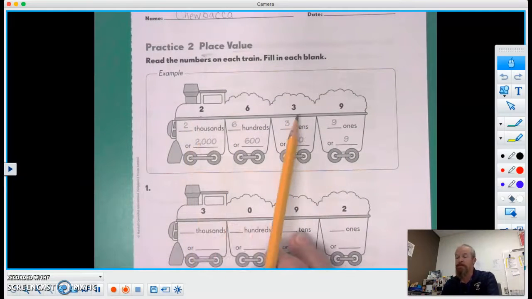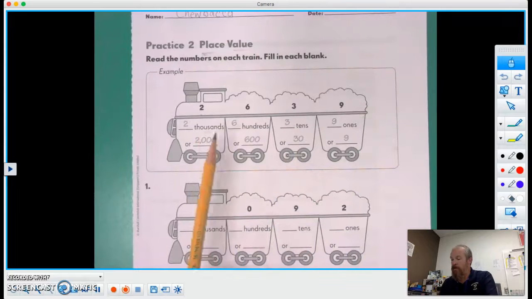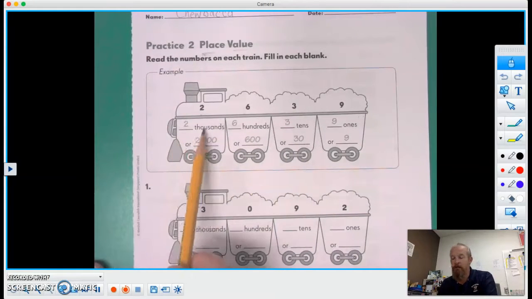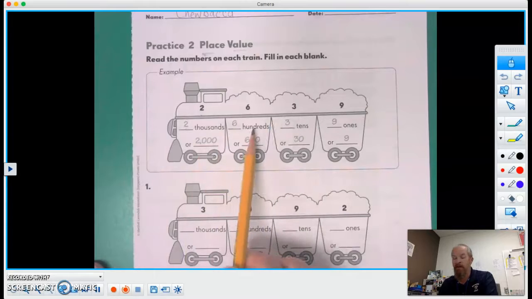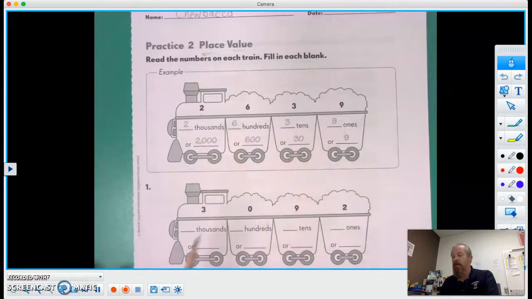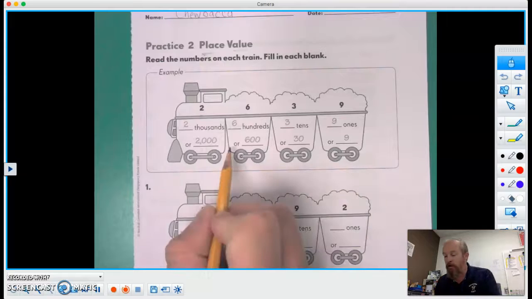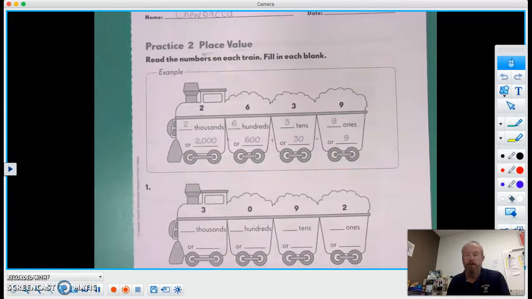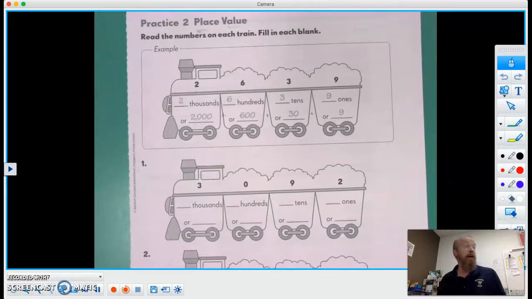We have 2,639. And then down here it kind of gives us the value form. So it tells us how many thousands, how many hundreds, how many tens, how many ones. And we have almost like an expanded form here. If we did our plus sign in between those, it would be looking like our expanded form. So let's move on to number 1.